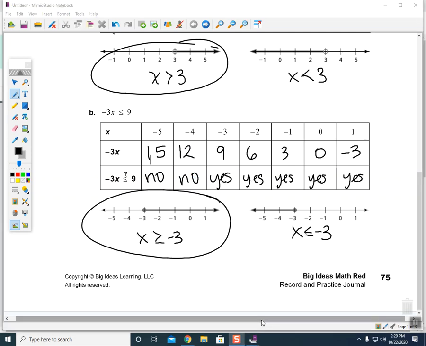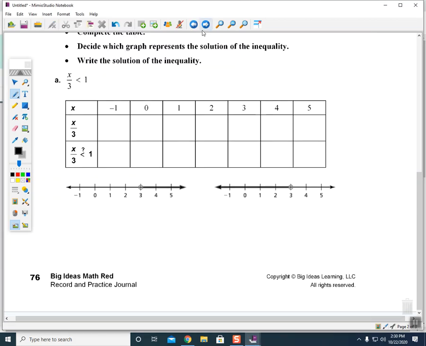Okay, so when you got to the end of this, you should have come to the conclusion that x is greater than or equal to negative 3. So my values start becoming true at negative 3 and then anything above that, right? All right, let's go to the next page.